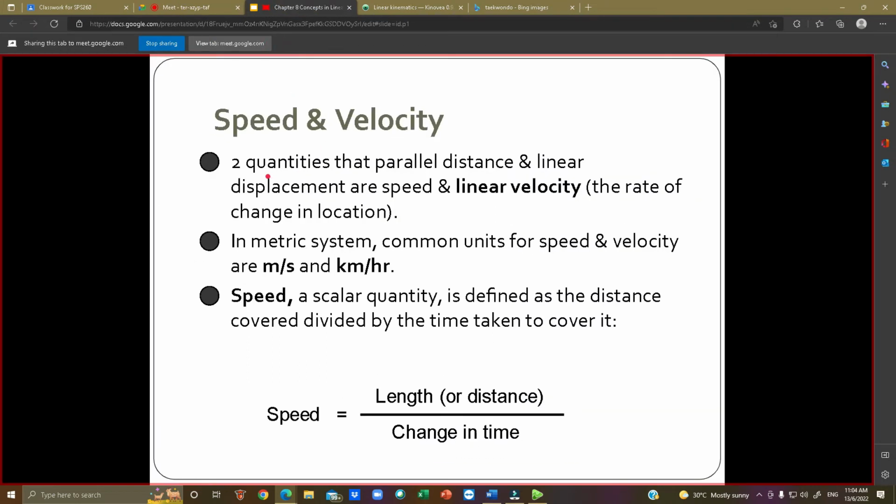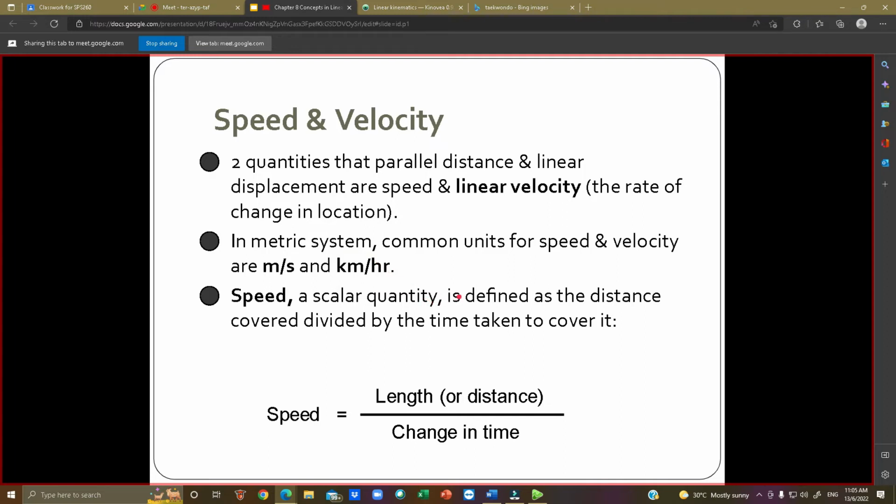Okay. So two quantities that parallel distance and linear displacement are speed and linear velocity: the rate of change in location. Tadi kan kita ada point A to point B. How fast it goes, itu linear velocity. Okay. And in the metric system, the most commonly used unit is meter per second. Tapi kalau unit besar, we go for kilometer per hour.